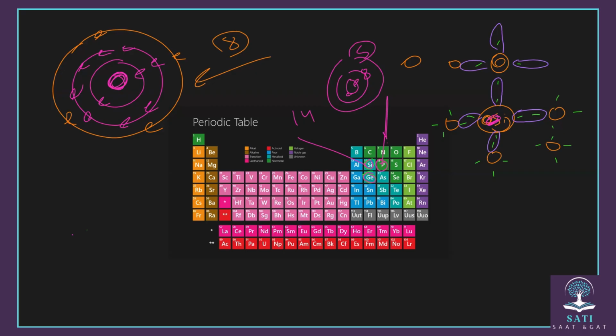Now, if we put phosphorus here instead of the silicon, as we know, phosphorus has 5 valence electrons. So these valence electrons, this one will bond with 1, and here 1, and here 1, and here 1, and there is 1 extra electron left over.